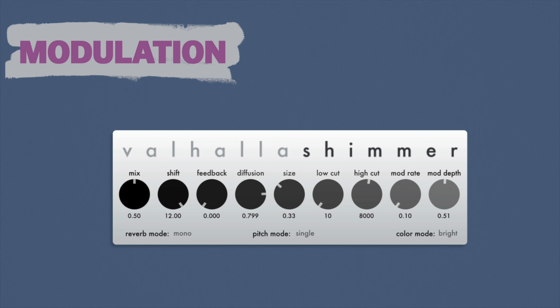Modulation is used to add perceived movement to the reverb tail to increase density or smoothness. There are various ways of adding modulation to a reverb algorithm, but you'll usually end up with a chorus type effect on your sound.